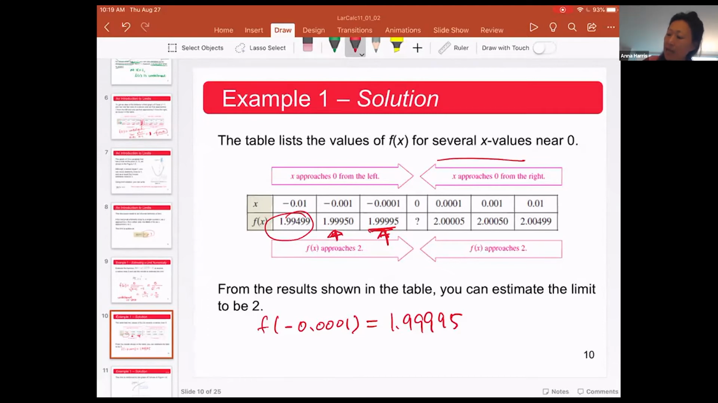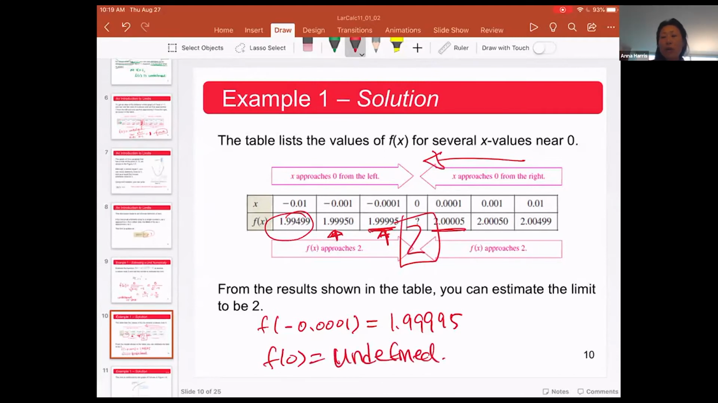From the right-hand side, where does it approach to? It's getting close to what? Can somebody tell me? 2. 2, that's right. I can definitely see this number is approaching 2. Remember, that's not the y value, right? Remember, f of 0 is what? Undefined.